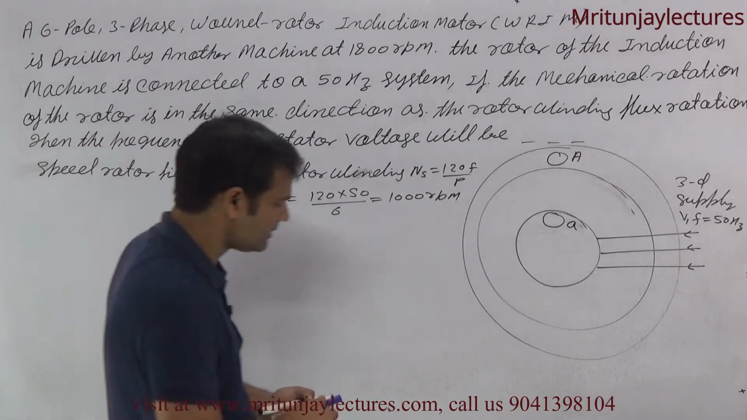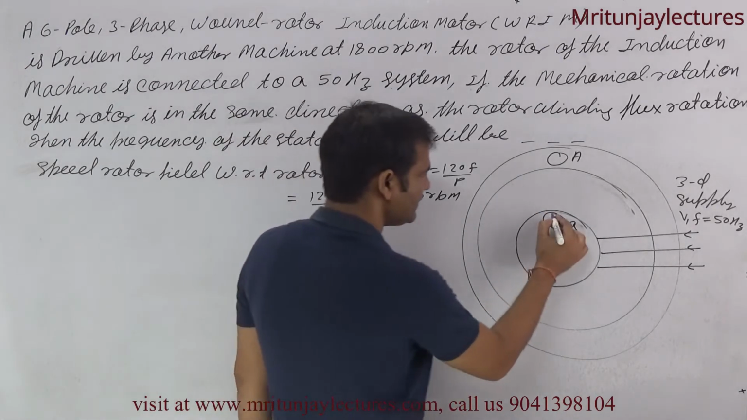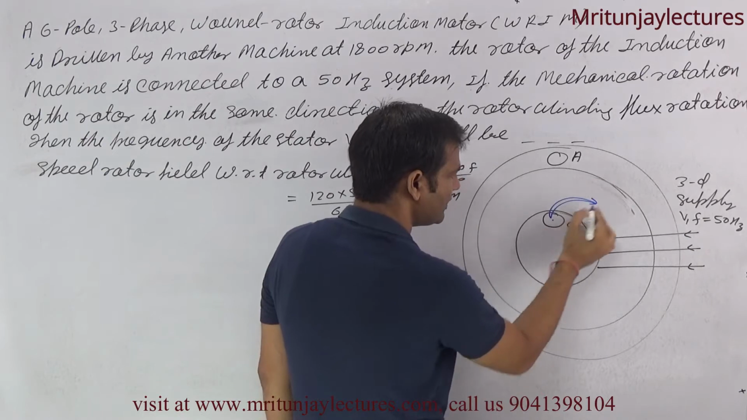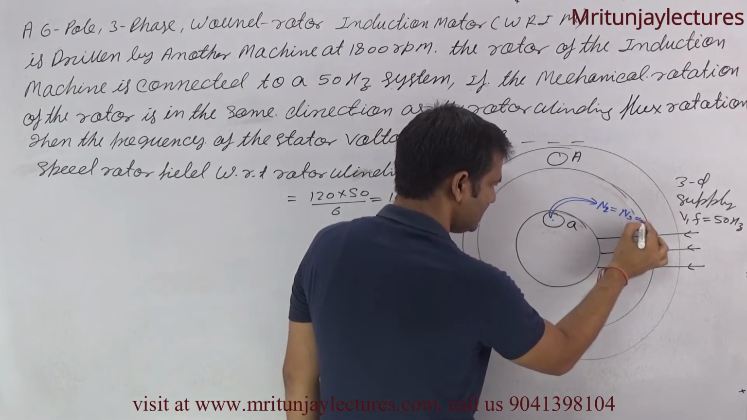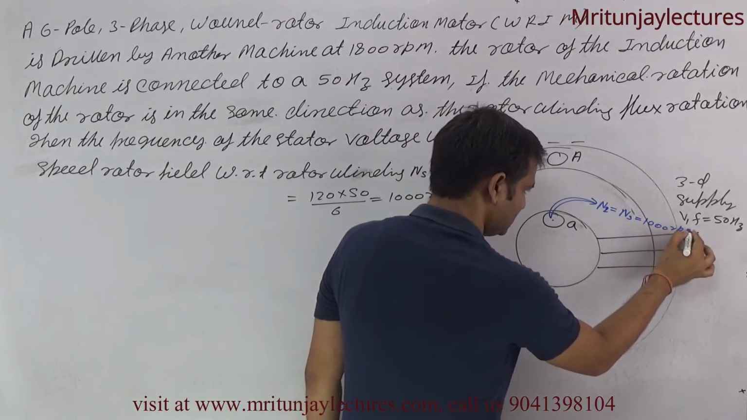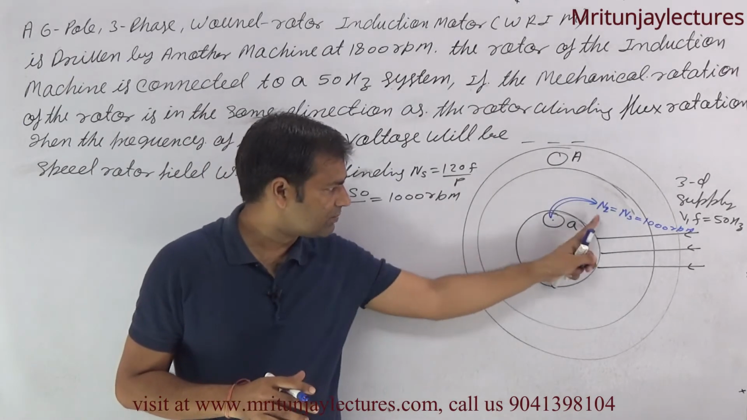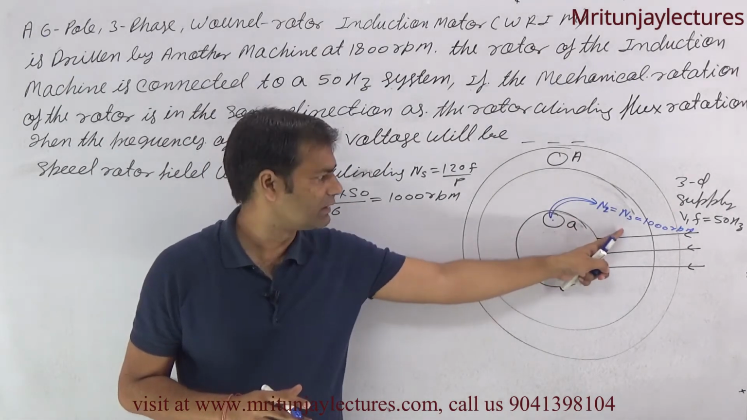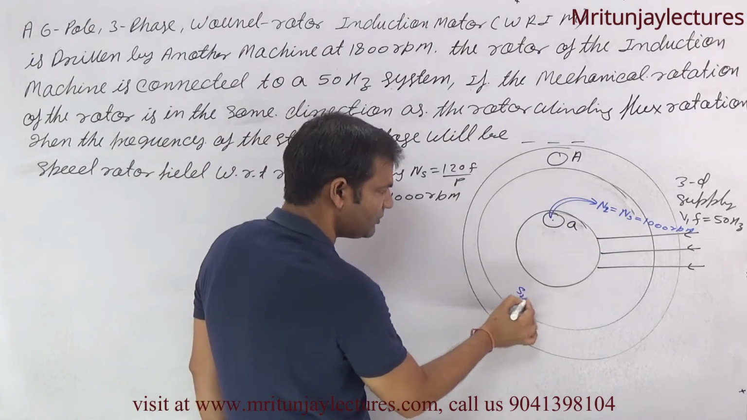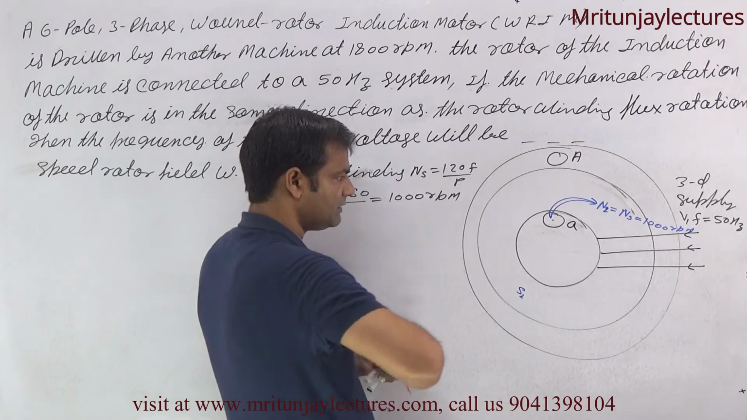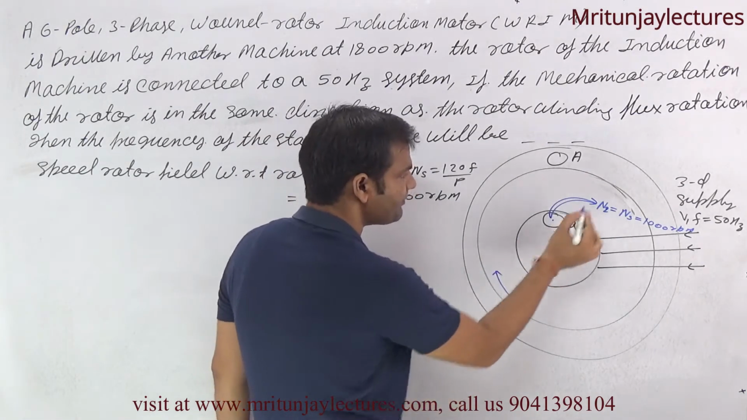It means if you sit on the rotor, then you see the rotor magnetic field N2 equal to Ns, 1000 rpm, clear? If you sit on the rotor winding, you see the rotor magnetic field with respect to the rotor winding is 1000 rpm. It means if you consider a north pole and this is a south pole, okay, then this magnet rotates like this one, clear?